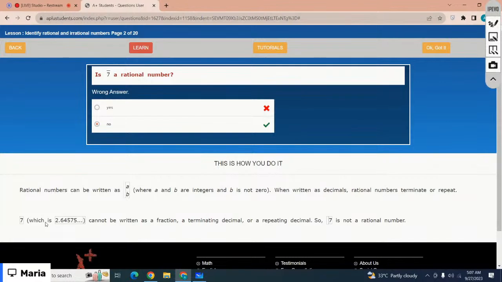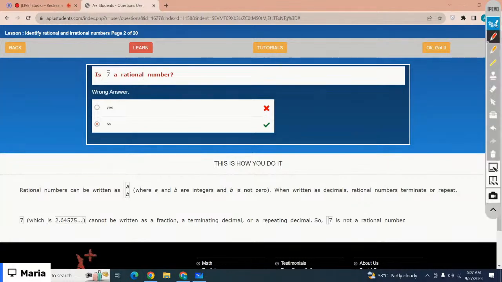Hold on. What does the 7 with a bar mean? Which is 2.64? I think that is square root 7. Hold on, let me check. That is square root 7. Yes, it is square root 7, right? So square root 7 is not a rational number. Got it? Now the confusion is over. That is the square root, right? So square root 7 is not a rational number. Irrational it is. Got it?